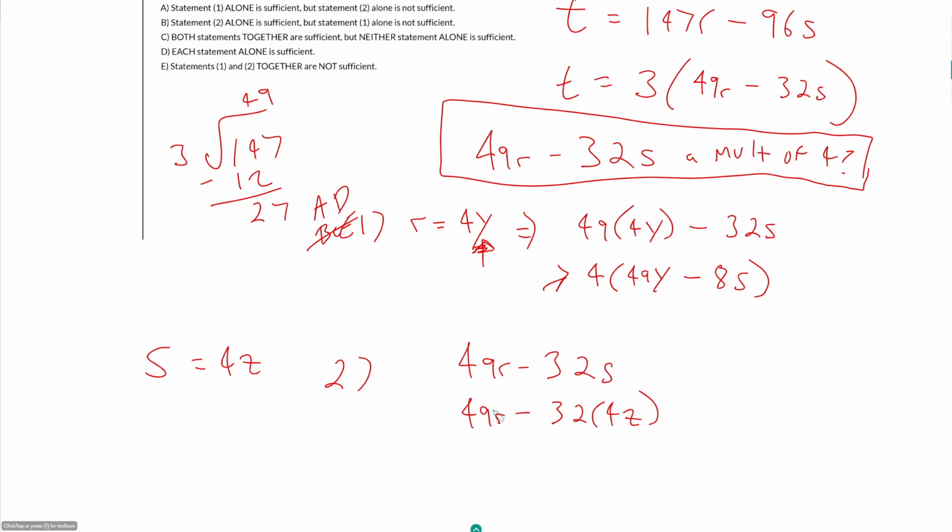In other words, in order for us to know that 49r minus 32 times 4z is a multiple of 4, we need to know that our r contains a 4. I have a tail on my r here, but it makes it look like an s. So 49r minus 32 times 4z will be a multiple of 4, because I'll be able to pull out a 4 if I know my r contains one. But I don't know anything really about r, so this is insufficient. A is the answer.